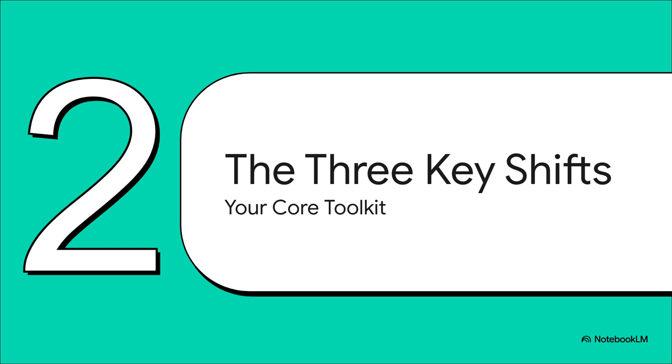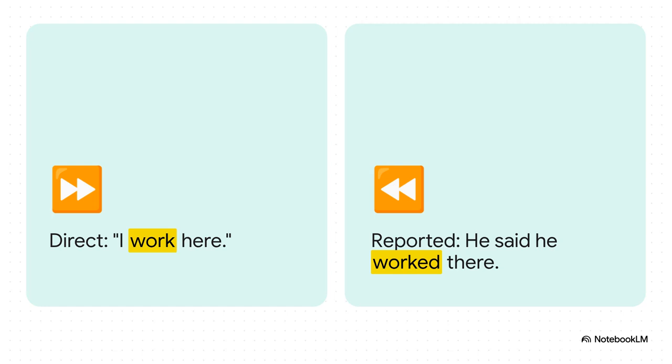To really get this down, you just need to wrap your head around 3 basic shifts. I promise, once you get these, everything else just clicks into place. This is the foundation for everything. Okay, shift number 1, and this is the big one, the tense back shift. It sounds technical, but it's simple. Usually, when you report something, the verb tense takes one little step back into the past. So the present tense work becomes the past tense worked.